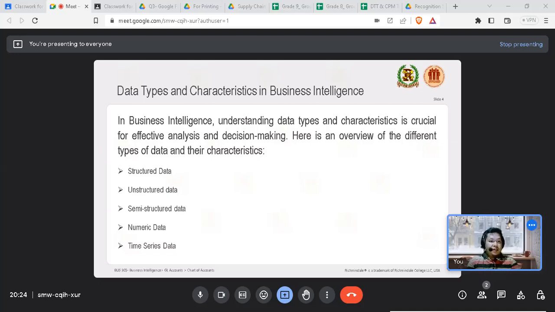Semi-structured data is characterized by its partially organized nature, so it contains elements of both structured and unstructured data. It may not fit neatly into tables and rows like structured data. It often includes tags, labels, or metadata that provide some level of organization or context. An example of semi-structured data is XML.